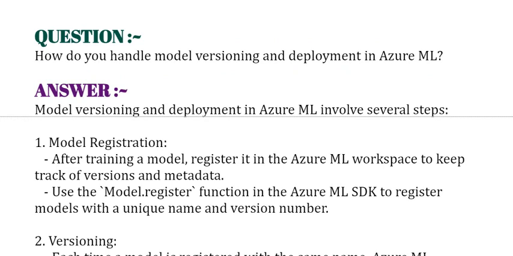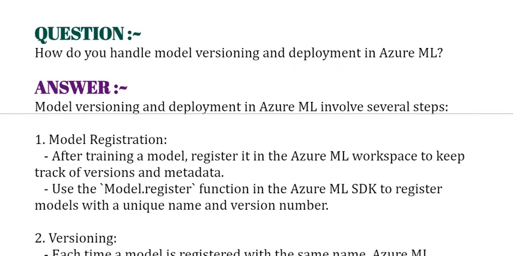The question is, how do you handle model versioning and deployment in Azure ML? Your answer should be, model versioning and deployment in Azure ML involves the following steps. Model registration. This is step 1. After training a model, register it to the Azure ML workspace to keep track of versions and metadata. Use the model.register function in the Azure ML SDK to register models with a unique name and version number.